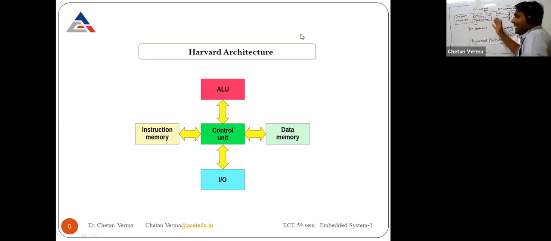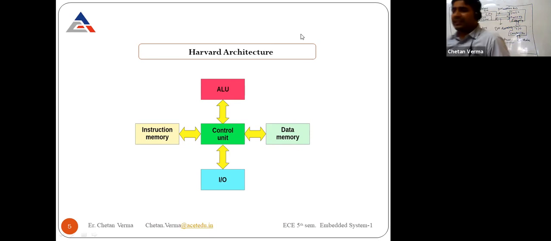So that is the advantage of the Harvard architecture. In the case of von Neumann, the buses are shared. Here, with different buses, you can access your program memory and your data memory simultaneously. So that is the advantage of using the Harvard architecture over the previous architecture, von Neumann. You can access the data and the program memory simultaneously at a time. Okay.